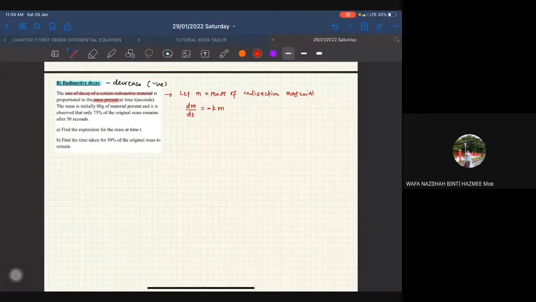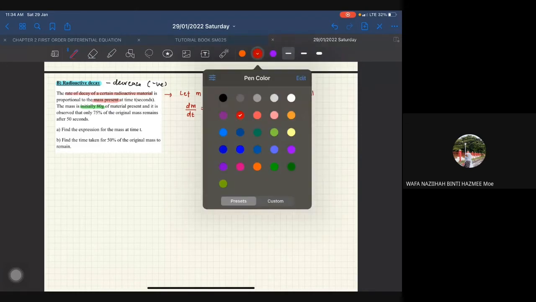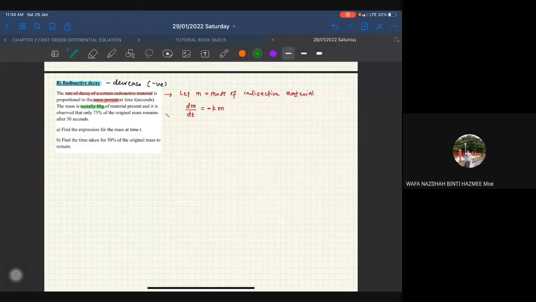Okay, so jom kita sambung lagi baca. Warna hijau. The mass is initially 80 gram. So mass initial adalah 80 gram. Maksudnya time kat situ adalah kosong. Masa tu tak berjalan lagi, so time tu zero lah. Saya tulis dekat sini, at T equal to 0, mass is equal to 80 gram.